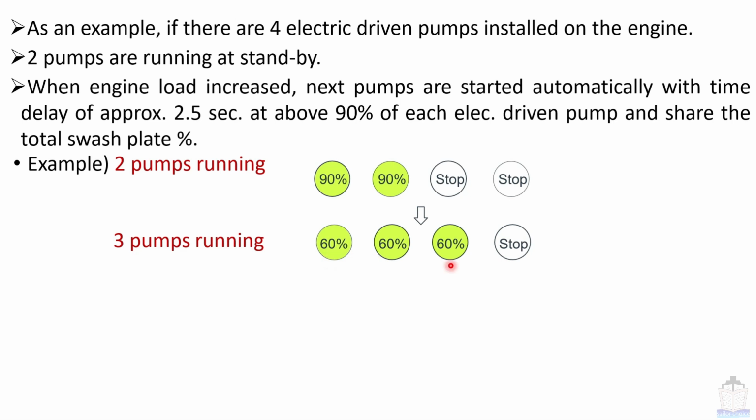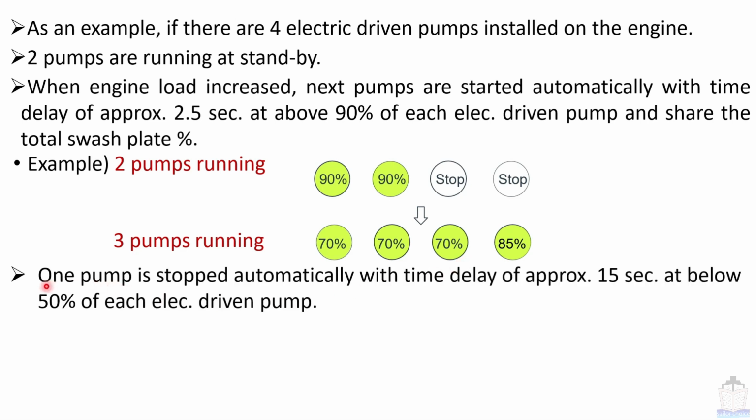Now suppose again the load percentage is increased and it reaches say 90%, then the 4th pump will start automatically. In that case, since number 4 pump is of fixed type, it will run at some specific load and the rest of the pumps will share the equal percentage of the swash plate angle. Next, one pump is stopped automatically with a time delay of approx 15 seconds at below 50% of each electrical driven pump's load. So now going to understand with an example.